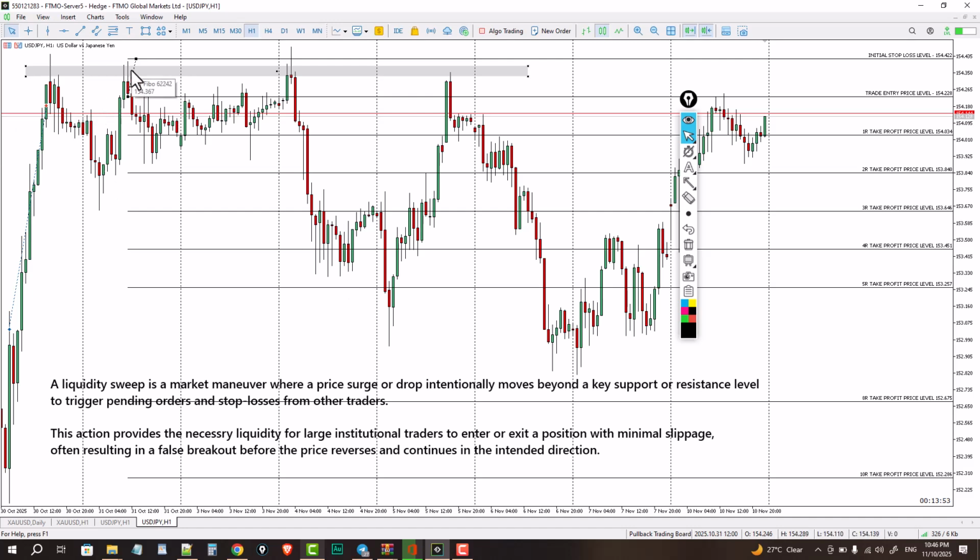Now that you understand the concept, you're going to see it a lot of times on the charts. You're going to see it a lot. Another example of this is, let's say this is just another trade setup.